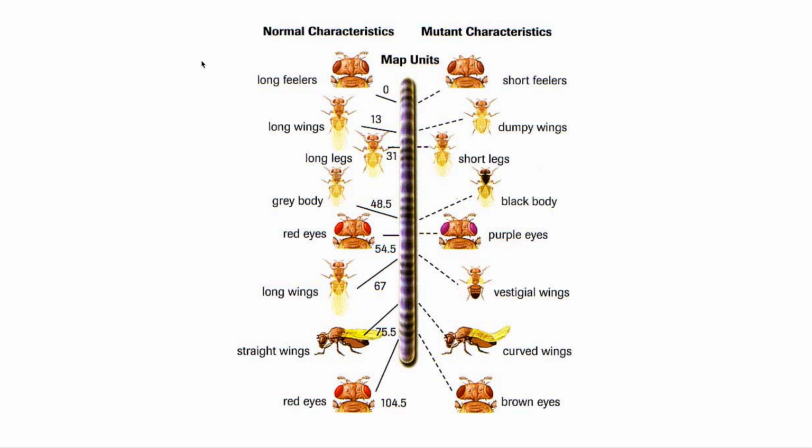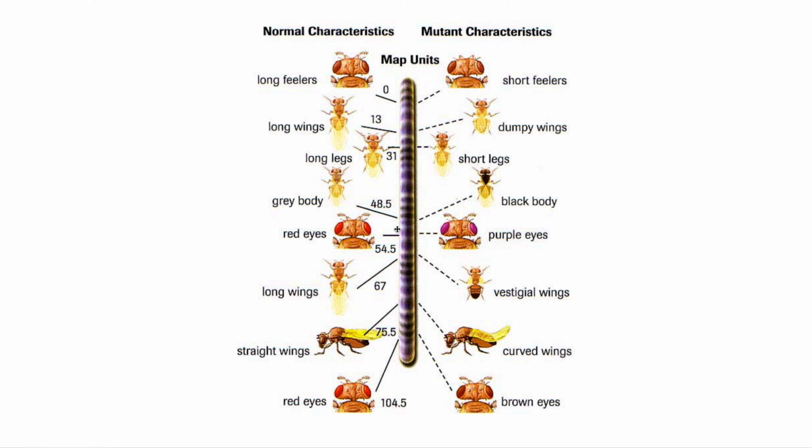And really, past 50 map units apart from each other, you can't tell if it's actually on the same chromosome. The reason for that is because of independent assortment, you have a 50-50 chance of the genes going together or going apart. So if you see this is 50-50 or greater than 50-50, what that likely means is that you don't know. It could be on the same chromosome, it could be on different chromosomes. So for the red eye, purple eye gene and the long feeler, short feeler gene, you can't compare those two and see if they are on the same chromosome.